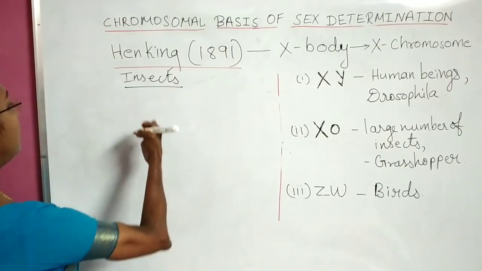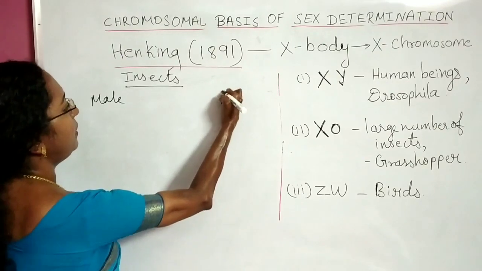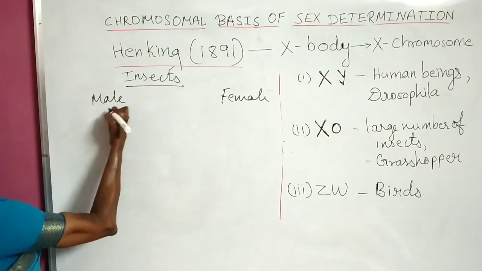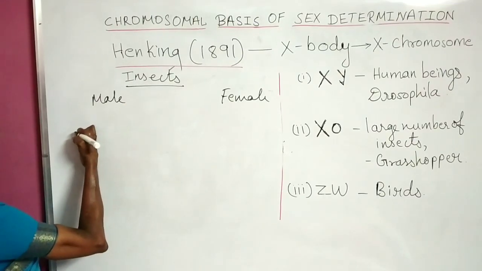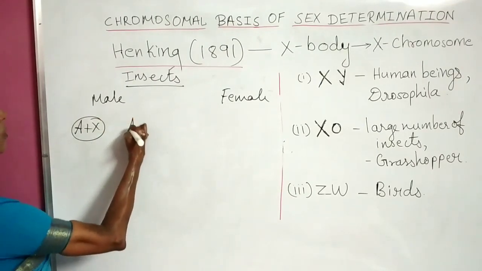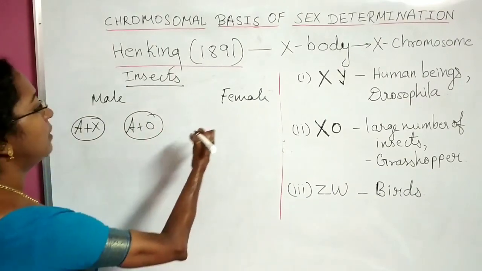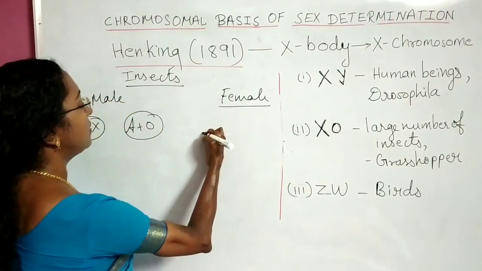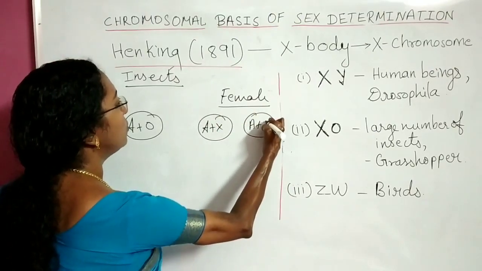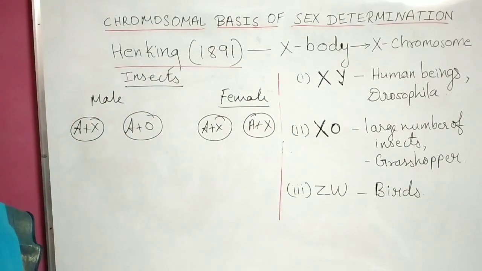So male insect, another female insect. This male insect is producing two gametes: autosome plus X in one gamete, and autosome plus no X, without that chromosome. The female is also producing gametes: autosome plus X, autosome plus X. So both of them have produced the gametes.